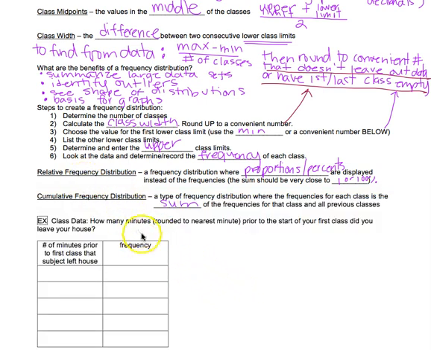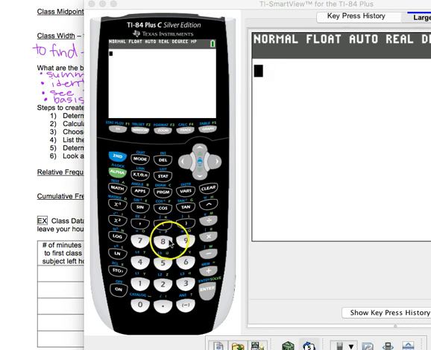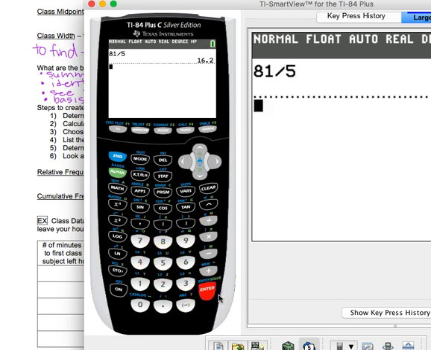So I'm going to do 85 minus 4 divided by my number of classes, which is 5. So let me pull up my calculator here. So 85 minus 4 we know to be 81. So I'm going to take 81 divided by 5, and I get 16.2.